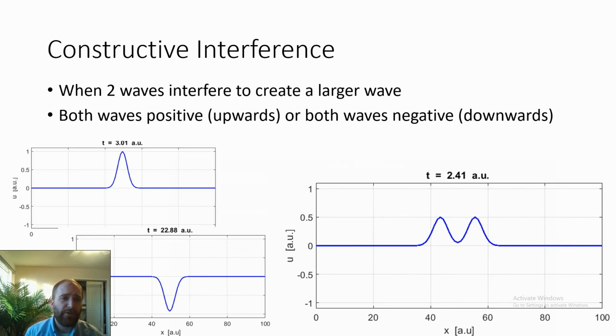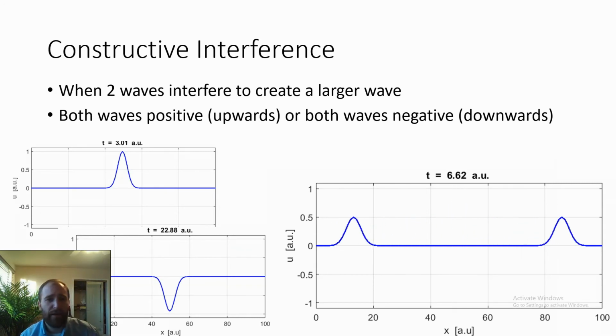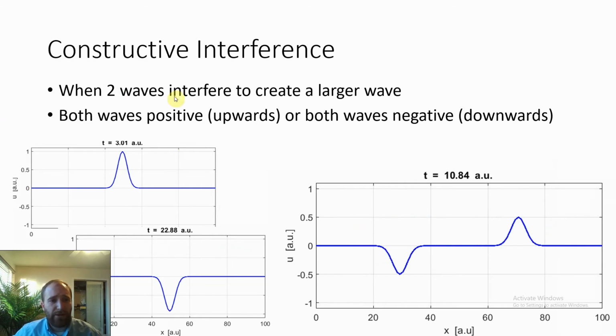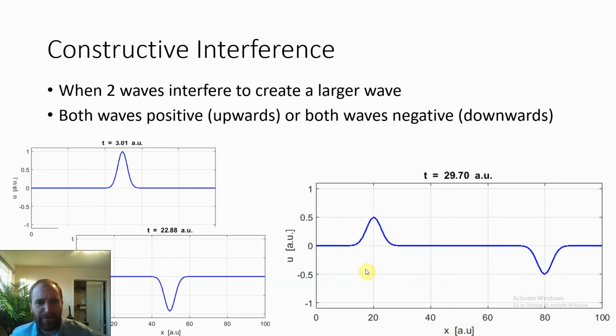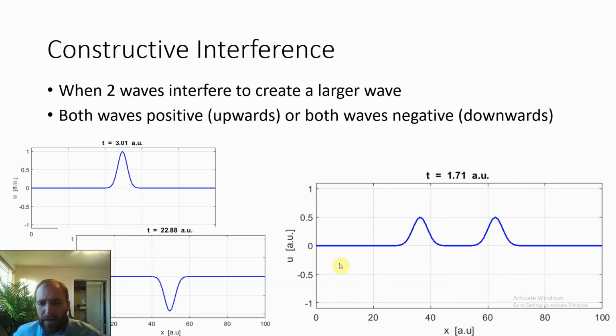There's two types of interference, constructive and destructive. We'll start with constructive first. Constructive interference is when two waves interfere to create a larger wave. In order to be constructive interference, both waves either have to be positive, meaning upwards, or both waves have to be downwards, which we would consider the negative direction. So here, don't worry about these units. This was just the handiest thing I found in Google for this.